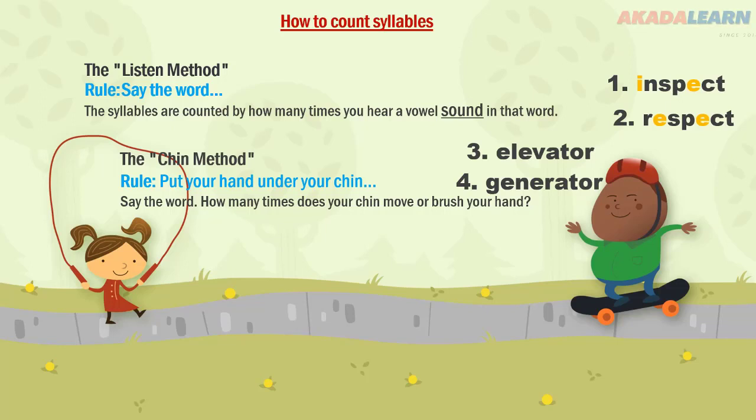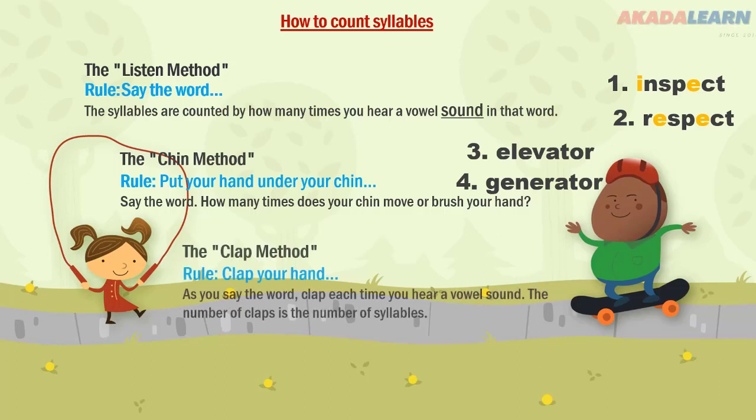Let's look at another method, the clap method. I think you'll enjoy this one. The rule of this method is to clap your hands as you say the word. Each time you get to a beat in the word, you clap your hands. It's very simple. Do it with me, okay? So let's start with the first word, inspect. You say it with me, okay? Are you ready? Inspect.